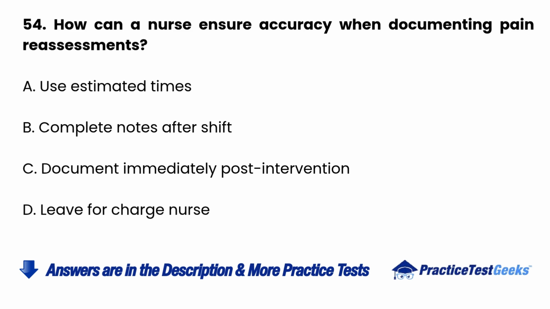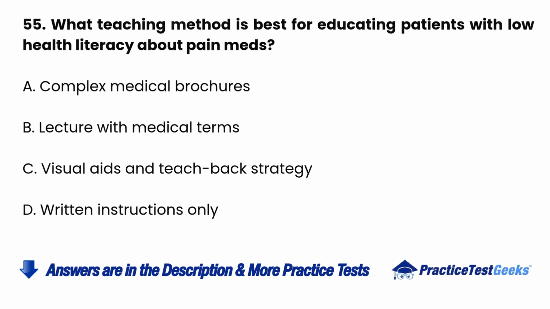54. How can a nurse ensure accuracy when documenting pain reassessments? A. Use estimated times. B. Complete notes after shift. C. Document immediately post-intervention. D. Leave for charge nurse.